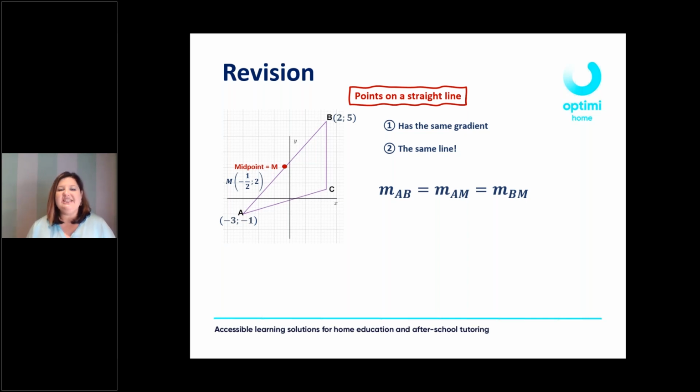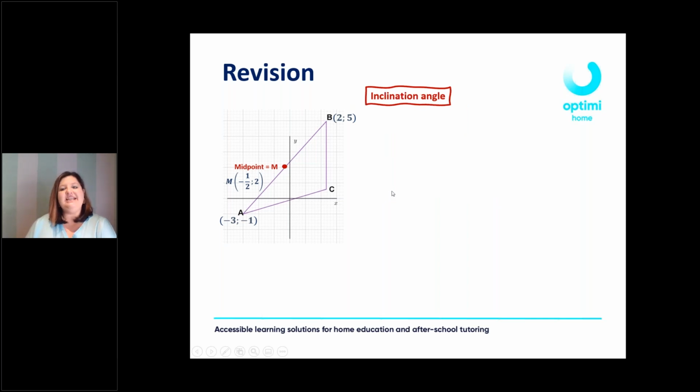Right, so because it is the same line, it will have the same gradient. So when they tell you in a question there are points on a straight line or they are collinear points, you know that they've actually already given you the gradient of that line, right? They can also ask you to prove that points are collinear. Then you need to prove that their gradients are the same.